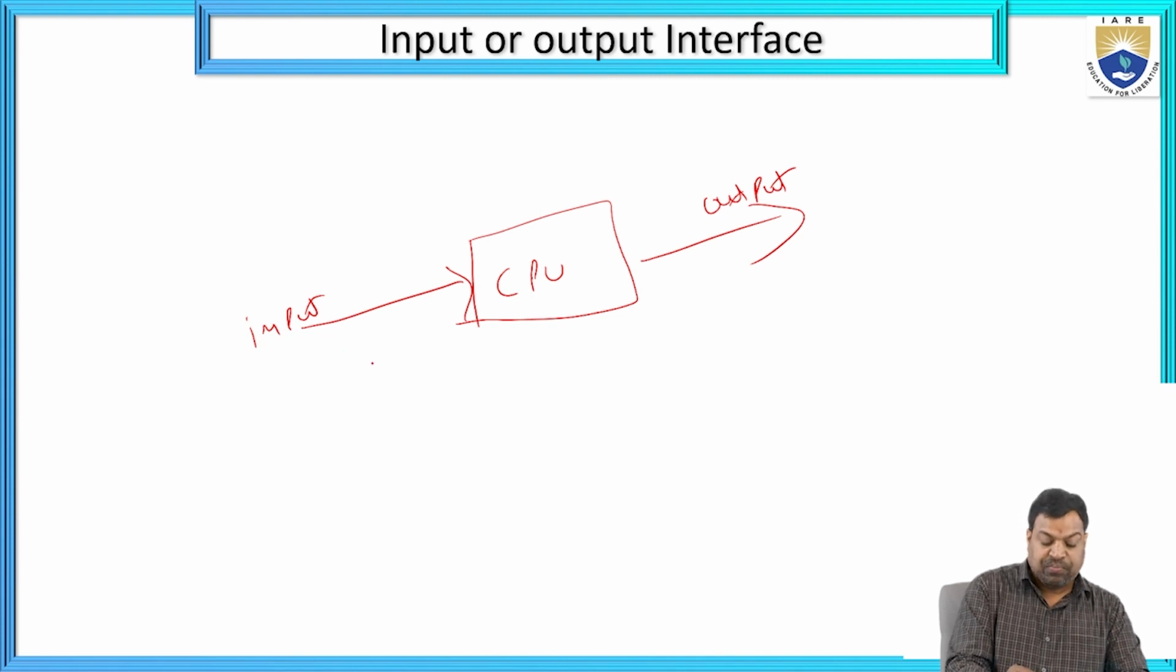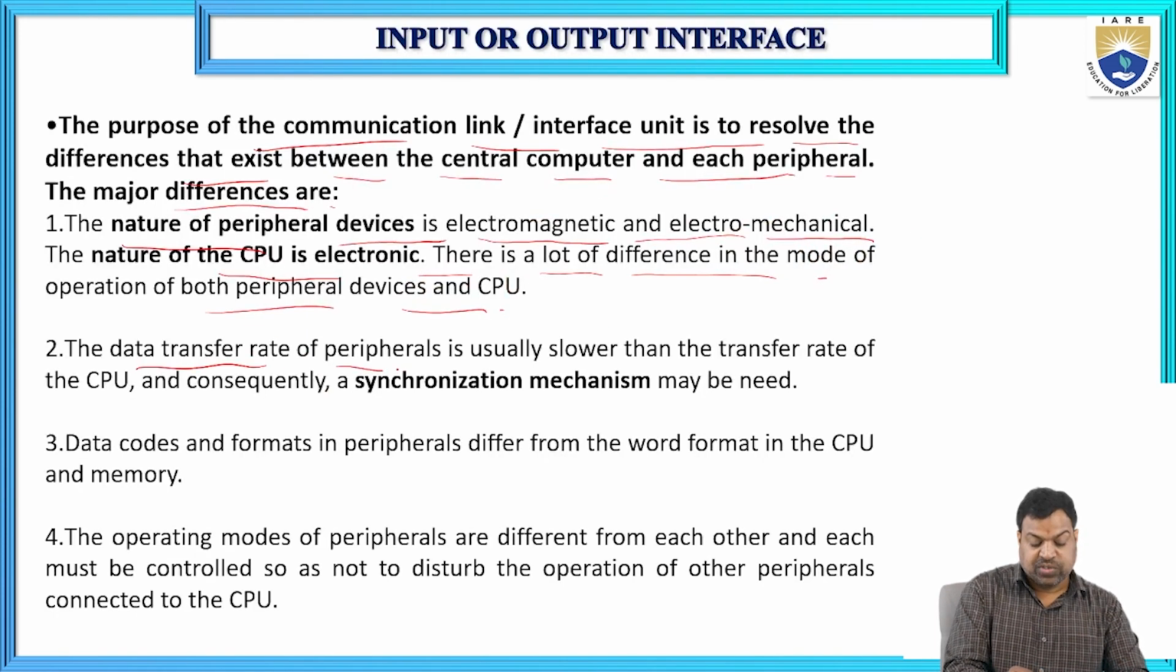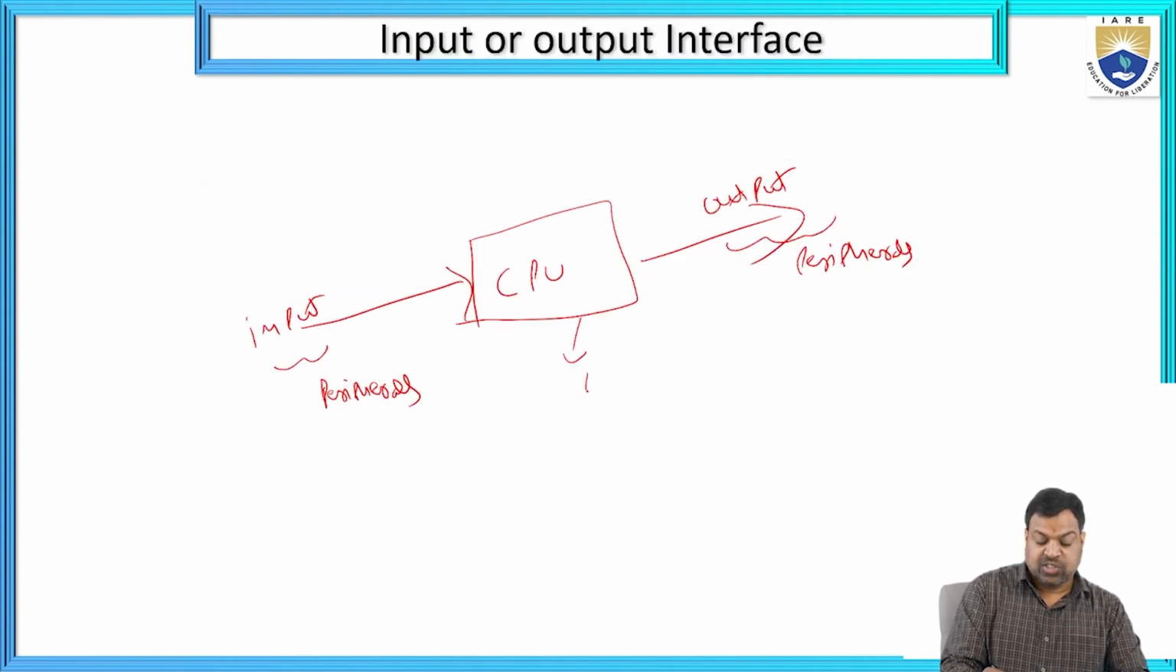So what are the input devices and output devices? We are connecting them as peripherals. So for these peripherals, the data transfer rate is usually slower than the transfer rate of the CPU. So what is the data transfer of the CPU?